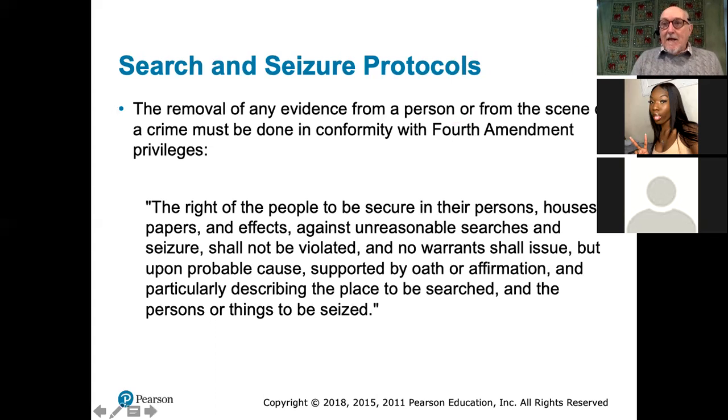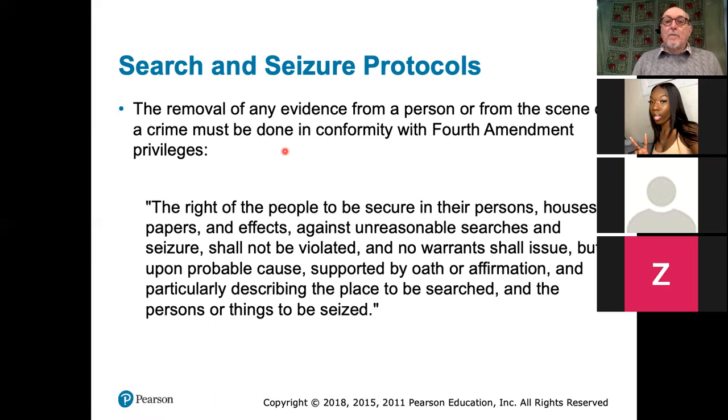And any collection of evidence, even eyewitness evidence, has to conform to the Fourth Amendment. Everybody in the United States has Fourth Amendment privileges, and I'll read this out to you because this is tremendously important if you are studying forensic science. It states that you have the right to be secure in your person, in your houses, and that your papers, in effect, are protected against unreasonable search and seizure. That shall not be violated, and no warrant shall issue except upon probable cause, supported by oath or affirmation, and particularly describing the place to be searched and the persons and things to be seized.